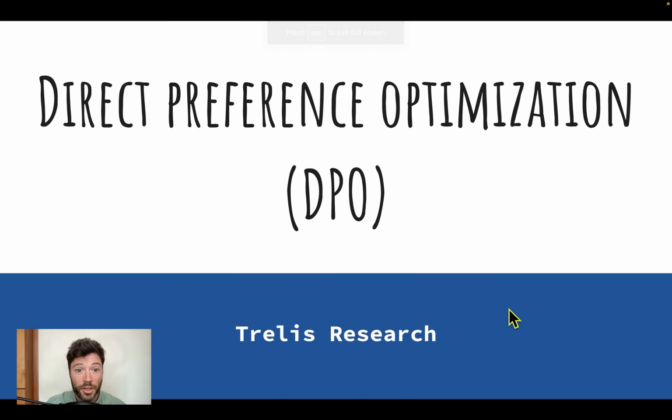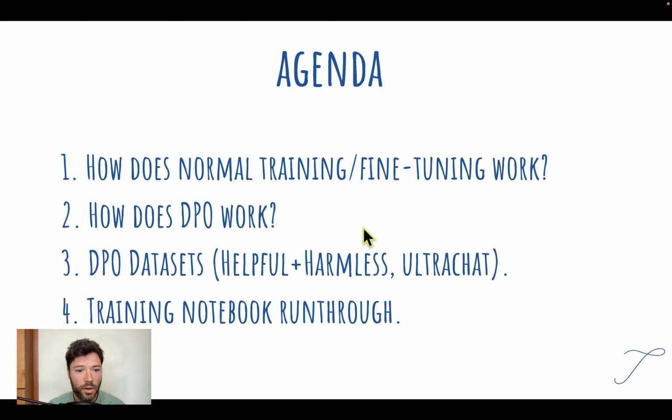And this DPO technique makes it much easier to fine-tune models towards a chat format that is aligned in a similar way to those commercial models available. For our agenda, we're going to take a look at how normal training works, standard fine-tuning or supervised fine-tuning, as I've done in previous videos. Then I'll contrast how direct preference optimization works and why it's a bit different in terms of a technique, and it's useful in a different and complementary way to standard fine-tuning.